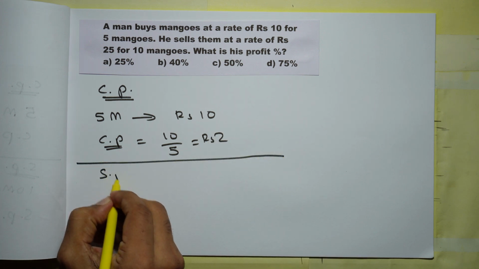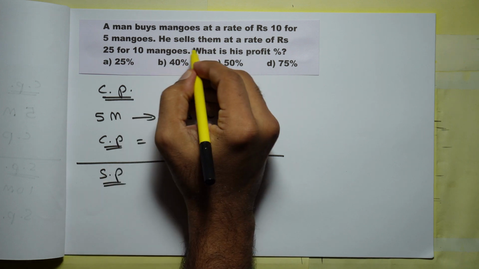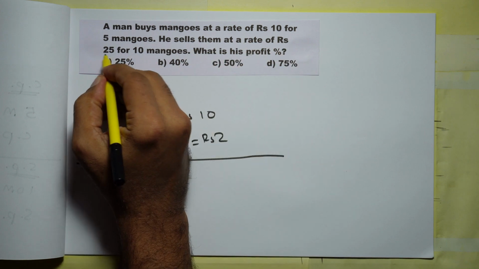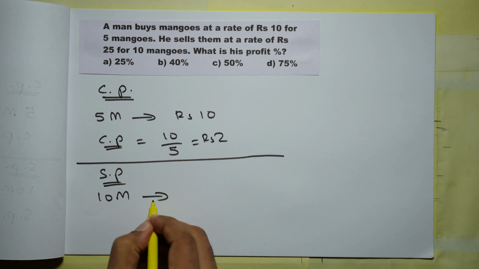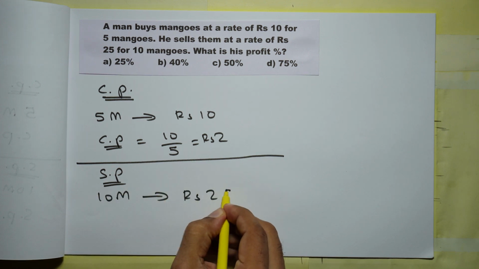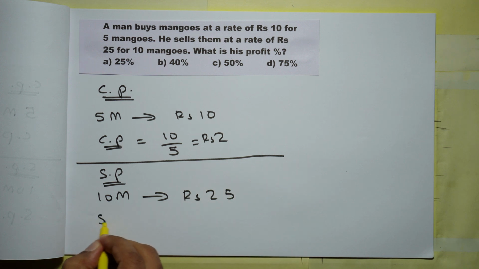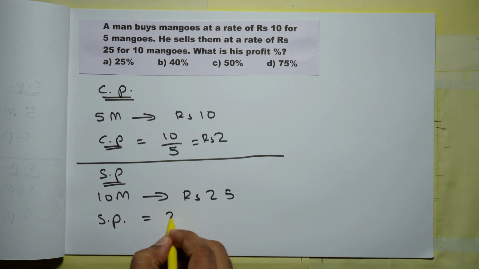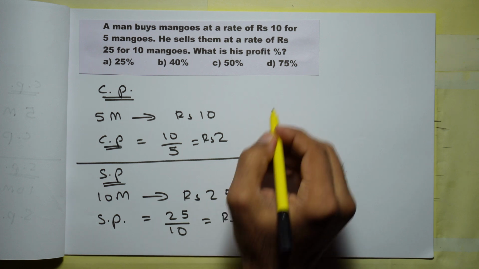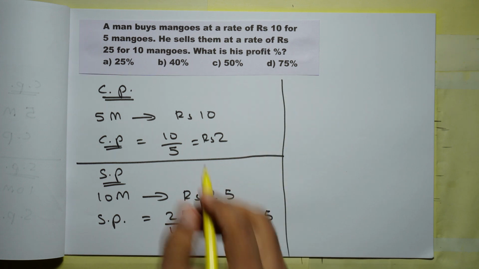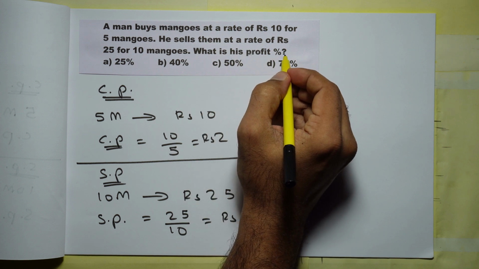Next, let us calculate the selling price. He sells them at a rate of rupees 25 for 10 mangoes. So for 10 mangoes, the selling price is rupees 25. So let us calculate the selling price per mango. So that will be rupees 25 for 10. So that you will get it as rupees 2.5. Now the question is, what is his profit percentage?